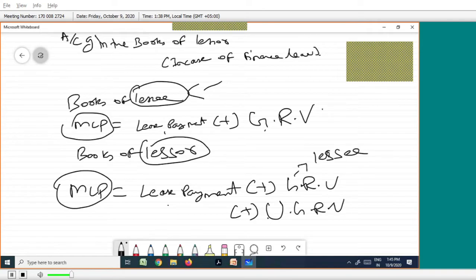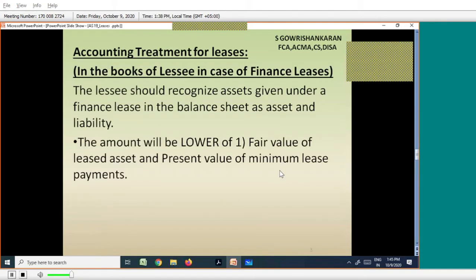In previous class we discussed initial recognition in the books of lessee in case of finance lease. In the books of finance lease, the lessee should recognize assets and liability. The amount will be the lower of the fair value of the lease asset and the present value of minimum lease payment. This is what we discussed in previous class.